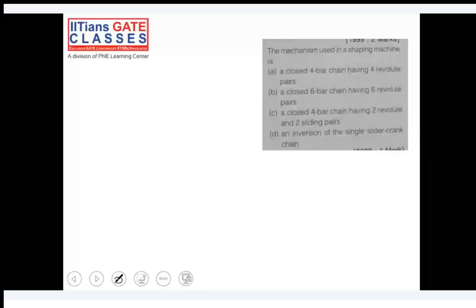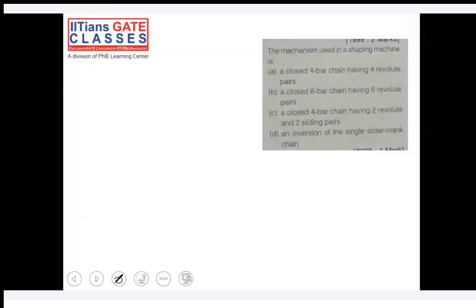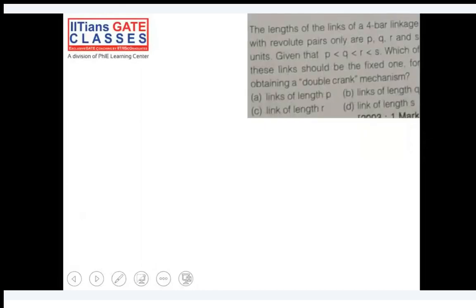Can you tell me the answer in this case? Yes, D is the correct answer. Because in a shaping machine we have the Whitworth quick return mechanism, and that is a second inversion of slider crank chain. So D is correct. Let's go to the next question. Try to solve this.